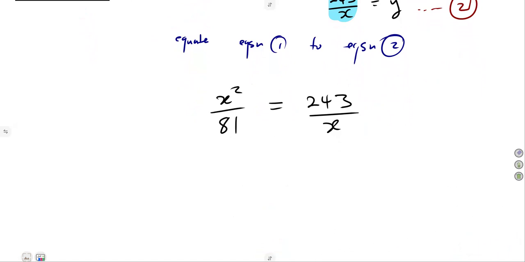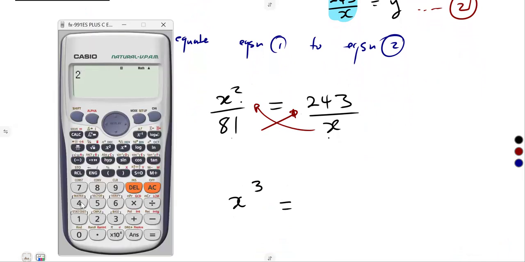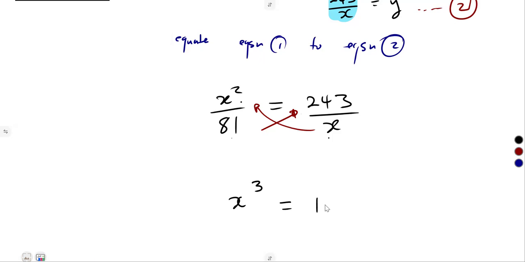So we can solve for x as we have got one unknown value, which is x. So here cross multiply to get rid of the fraction. X squared times x, that's x to the exponent of 3. Remember, you add exponents. 243 times 81 was going to give us 19,683, right?